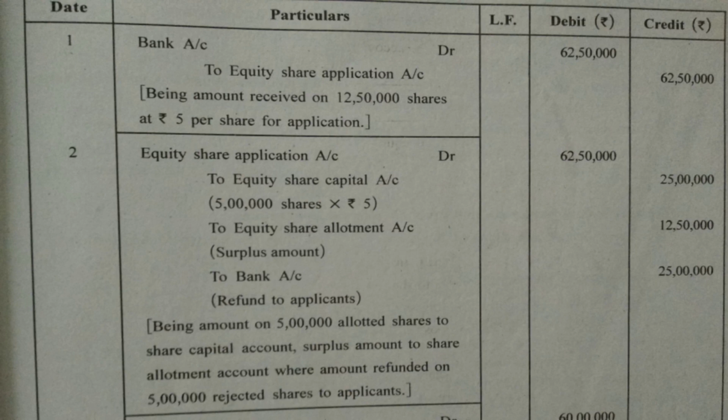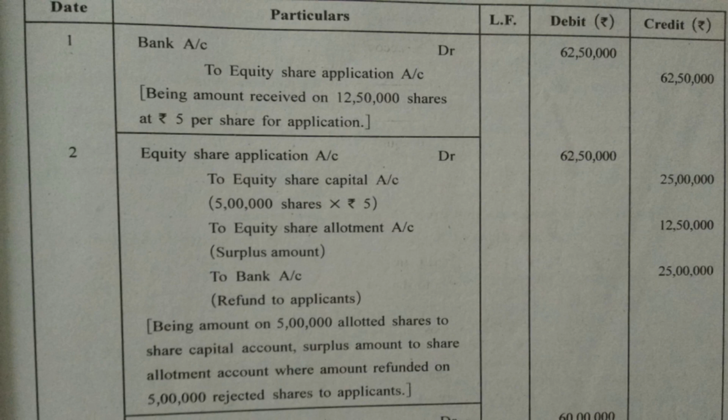12 lakh 50,000 total applications have been received, out of which 5 lakh has been rejected, and the remaining is 7 lakh 50,000. Out of 7 lakh 50,000, 5 lakh I have issued obviously. So the remaining pro rata allotment is to 2 lakh 50,000 shares. So 2 lakh 50,000 shares into 5 gives you 12 lakh 50,000 again. Just that simple. Let me quickly repeat it for the last time.